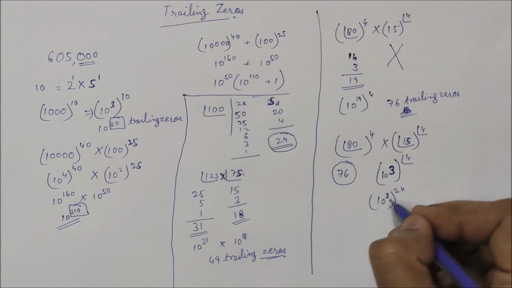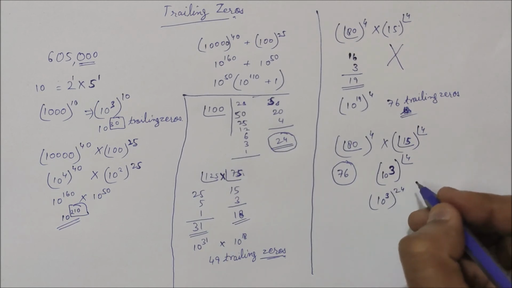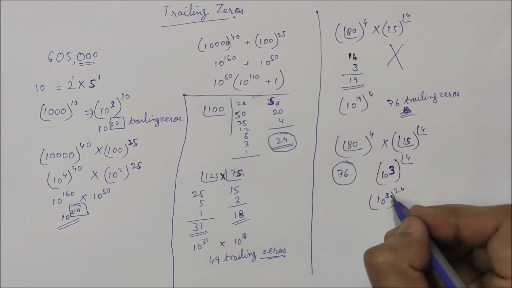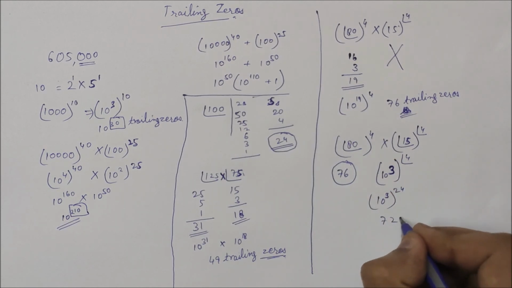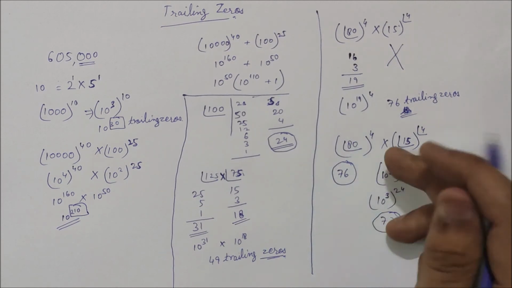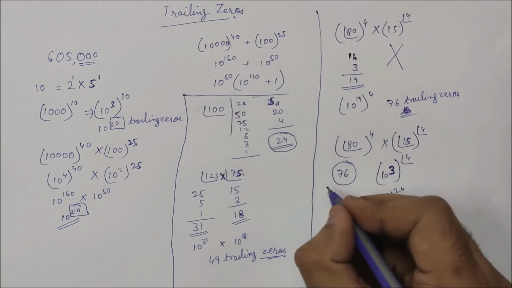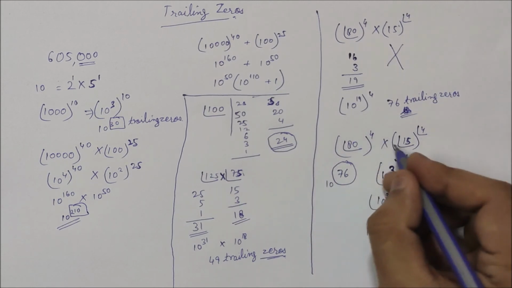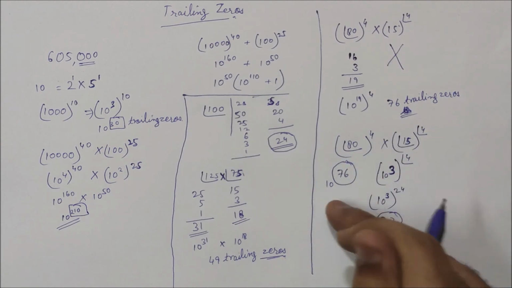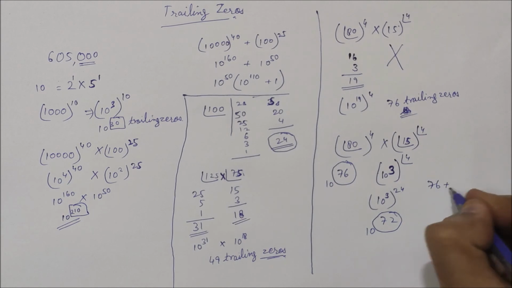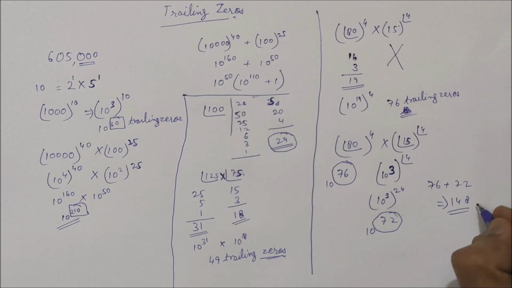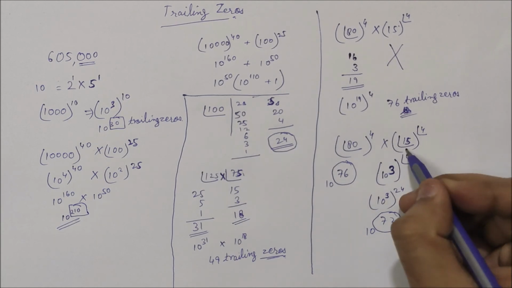Now again applying the similar rule of indices, 10 to the power a to the power b, that means a and b can be multiplied. So 3 into 24 will give me 72. So there are 72 trailing zeros present in this part, 76 present in this part. That means 10 to the power 72, 10 to the power 76. Since this expression is in multiplication, I can add the powers because bases are the same. That means 76 plus 72 will give me 148. So 148 trailing zeros are present in this expression.